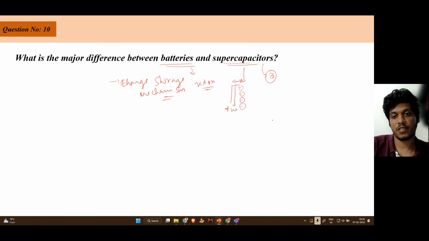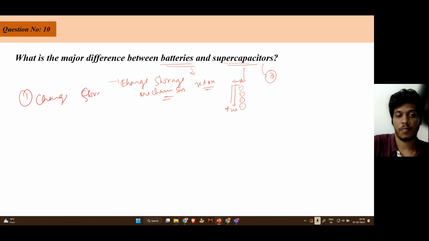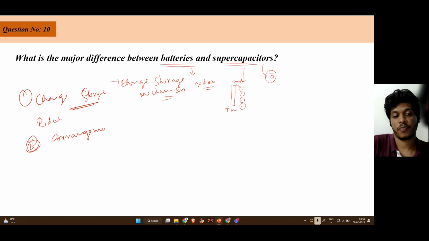Now, the major differences between batteries and supercapacitors. The major difference primarily comes from their charge storage mechanism. In batteries, charge is stored via redox reactions, whereas in supercapacitors, the charges are basically stored by the arrangement of the charged particles.